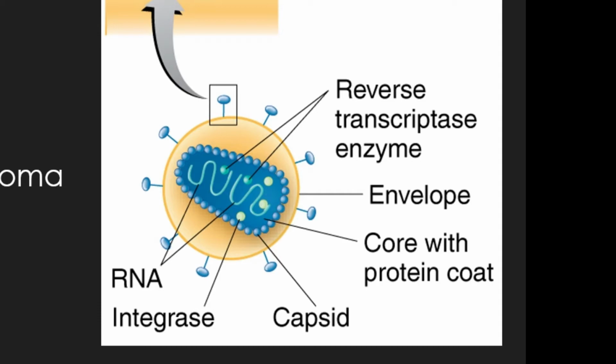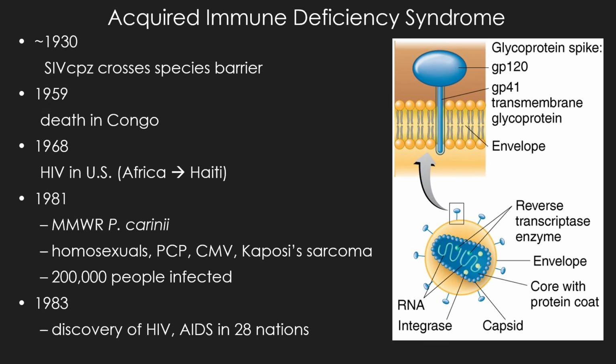And as they backtracked it, they actually thought that a simian immunodeficiency virus of chimpanzees crossed the species barrier to human beings, probably in a manner very similar to Ebola or COVID-19 coronaviruses, where there's an animal reservoir, and because people are butchering and eating those animals, that pathogen which is present in the body of the animal host can be transmitted to the human host. So 1930 crosses the species barrier.